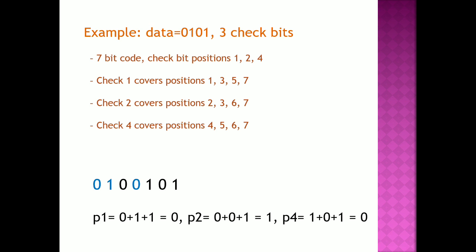Here we see another example. Suppose we have data equal to 01001 and we have 3 check bits. So we have a 7-bit code and it will use the check bit positions 1, 2 and 4. When we check, 1 covers positions 1, 3, 5, 7. 2 covers positions 2, 3, 6, 7. And finally, 4 covers positions 4, 5, 6, 7. So here the blue numbers are data and the others are parity bits, and we can see P1 equal to 1, P2 equal to 1 and P4 equal to 0.